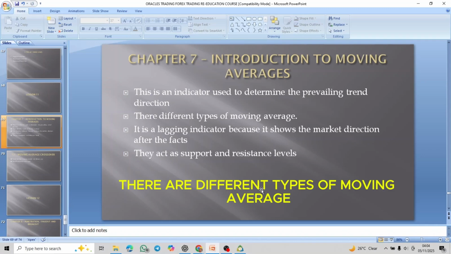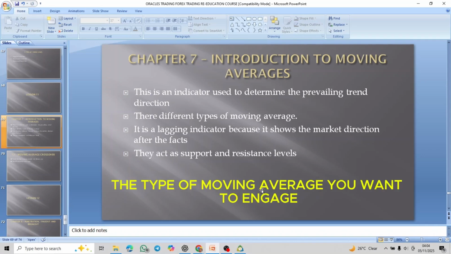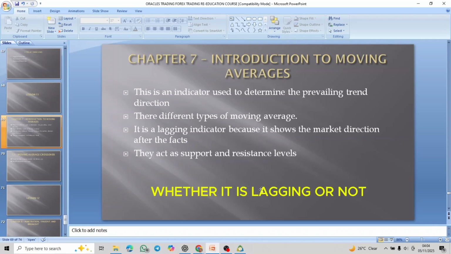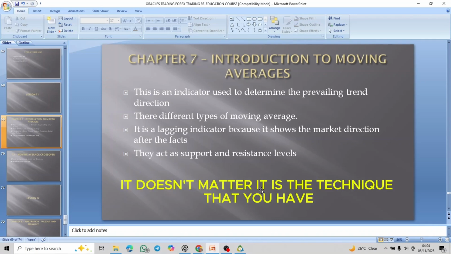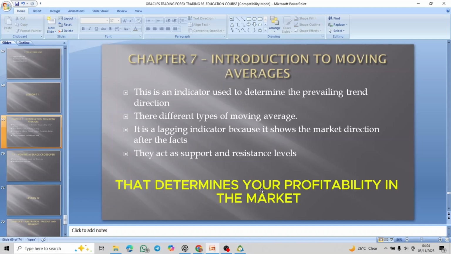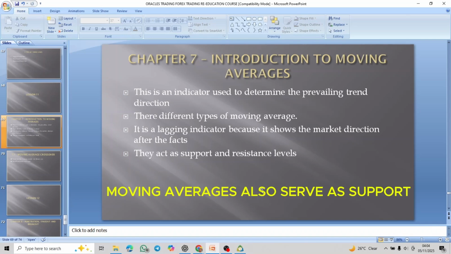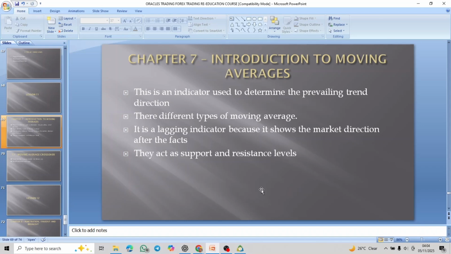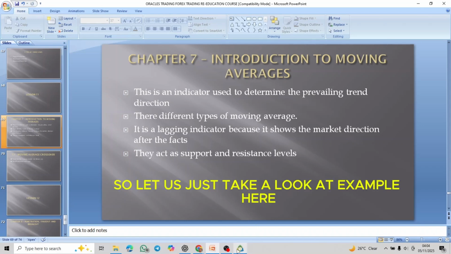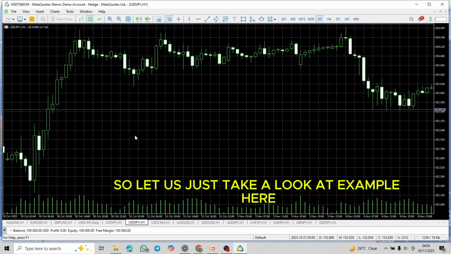We have said that there are different types of moving averages. It doesn't matter the type of moving average you want to engage. Whether it is lagging or not, it doesn't matter. It is the technique that you have that determines your profitability in the market. Moving averages also serve as support and resistance levels. So let us just take a look at an example here.